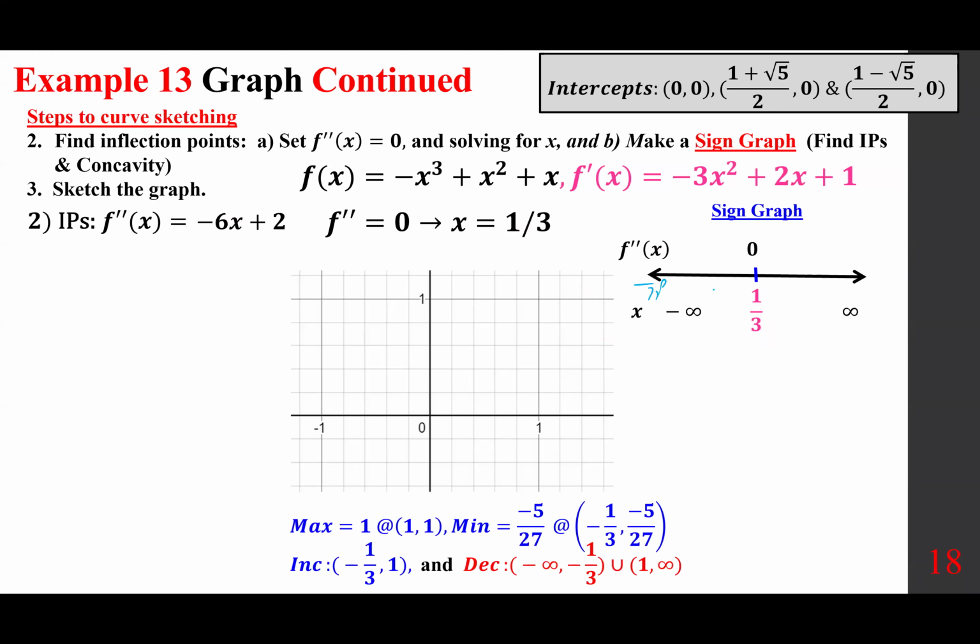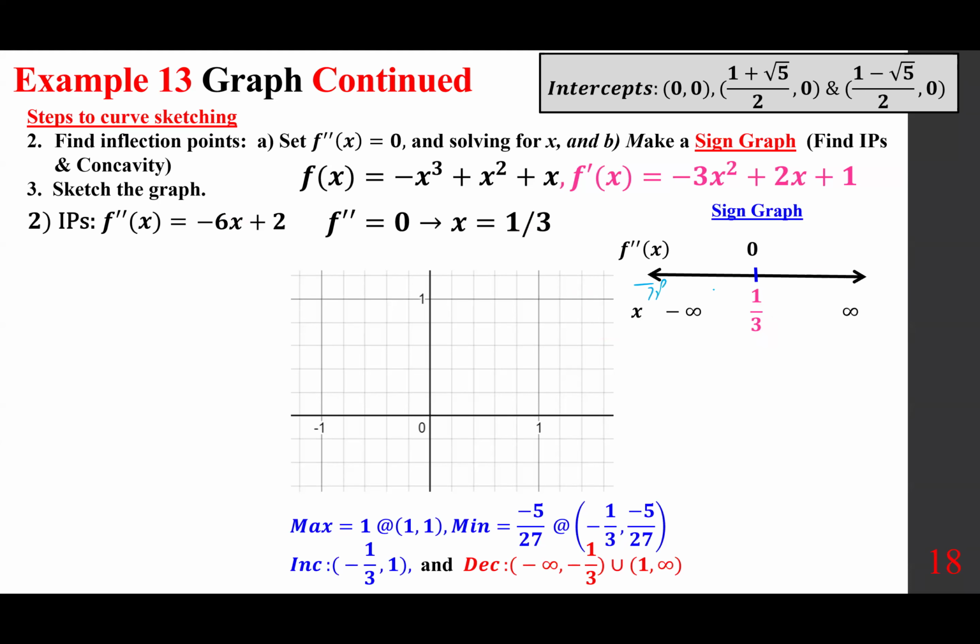And because of the change, it doesn't matter from positive to negative or vice versa, this is the location of an inflection point. So if 1/3 is the location of an inflection point, what is the point? X comma y, you have to plug it back into the original function. So evaluate the original function when x is 1/3. F of 1/3 is negative 1/3 cubed plus 1/3 squared plus 1/3.